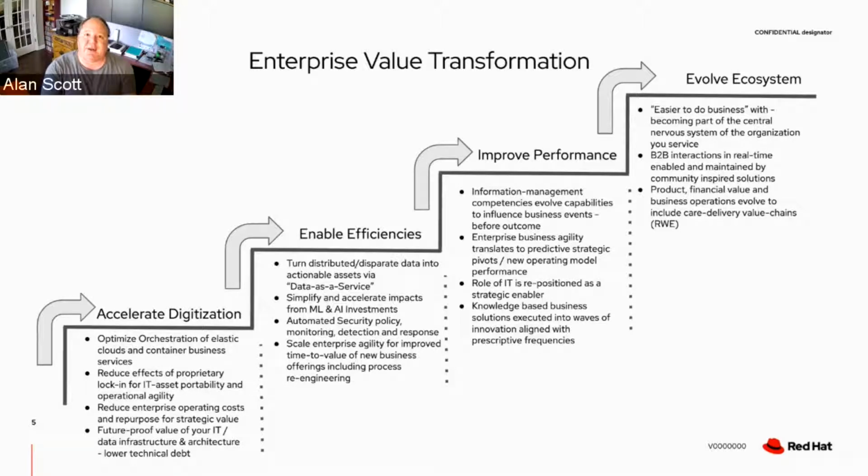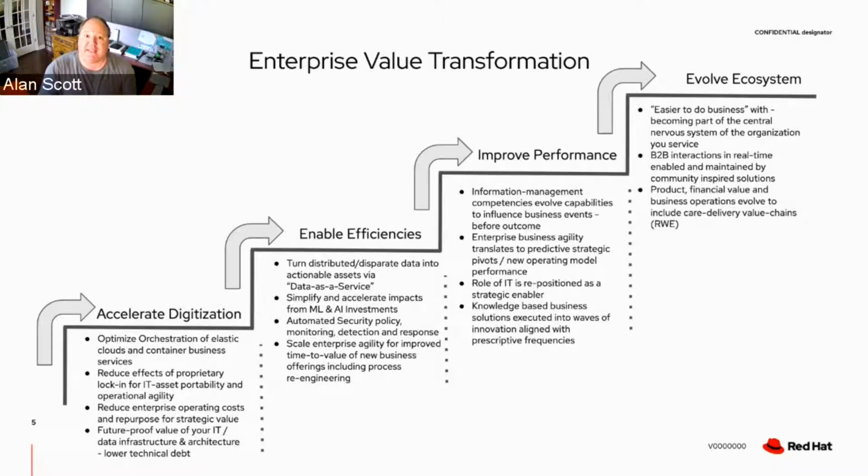It's first accelerating that digitization effort, realizing that your journey is going to be different than everyone else's, but as long as you're focused on a hybrid cloud model and you can focus around that, you are starting in the right direction because IT is the asset. It's also then about enabling efficiency, which means turning data into a serviceable entity. It also is about automation of security and compliance requirements as you're having to roll out systems faster than you've ever before. And it's also about scaling to the enterprise needs on demand.